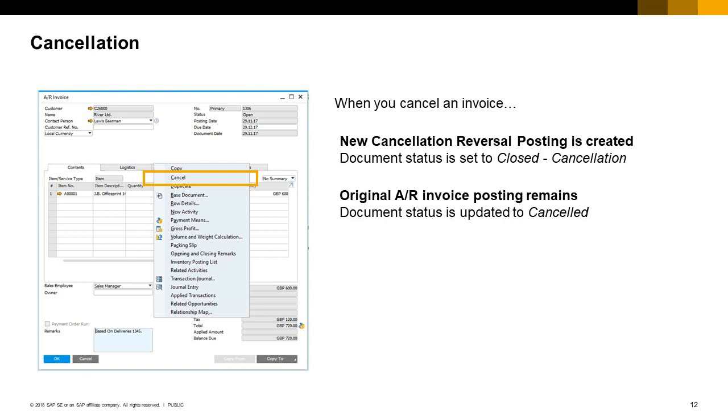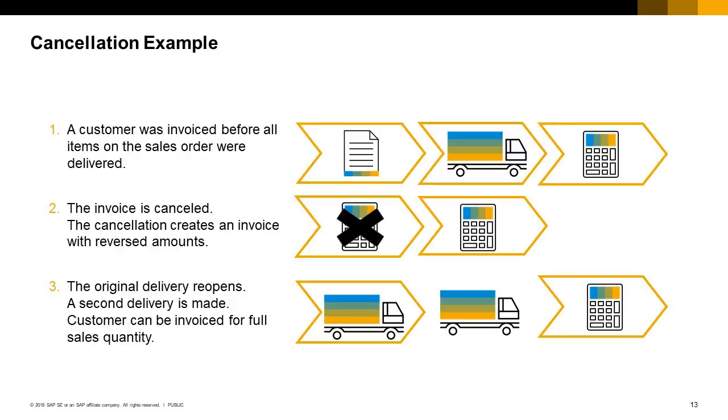Base documents, such as a delivery, are reopened after cancellation, and can be used as a base document again. Reporting is available for cancelled documents, since the original posting remains in the system along with the cancellation. You have the flexibility to set a maximum number of days for allowing cancellation after documents are posted, and relevant authorizations support this process.